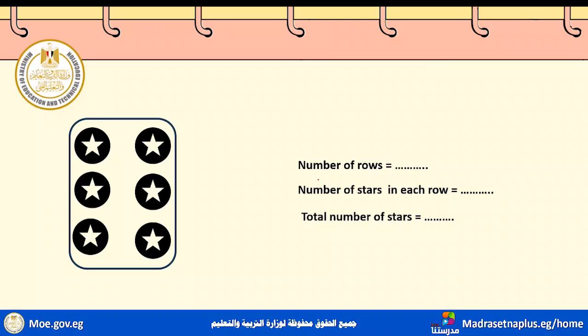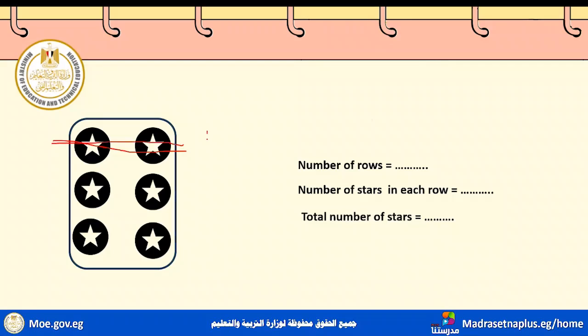Any row comes from what? From left to right, or it has a horizontal direction. While a column has a vertical direction. Vertical means from up to down. Horizontal means from left to right. So how many rows? Let's count them together.